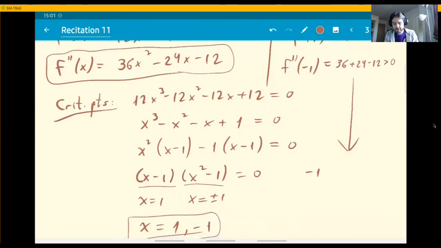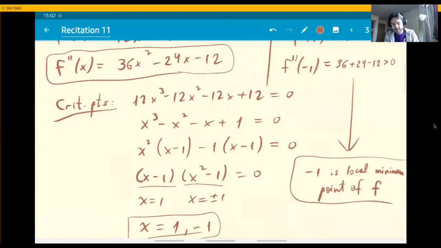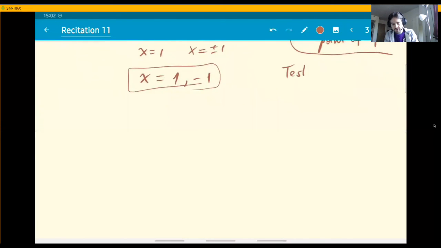Minus 1, because we found a positive value, must be a local minimum point. Local minimum point of f. But the test is inconclusive at the number 1.